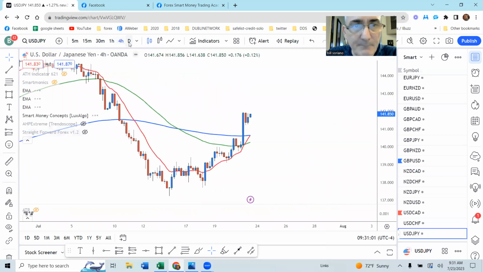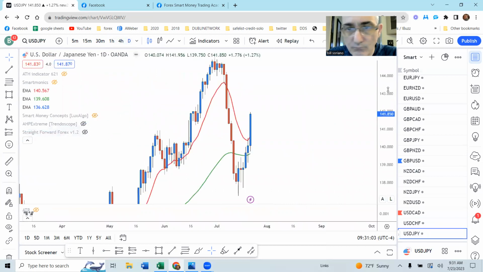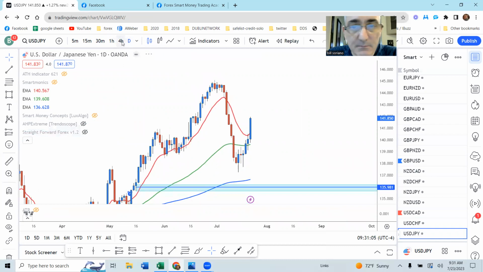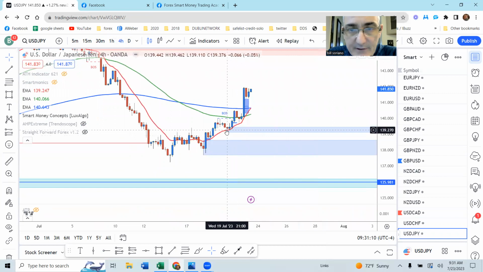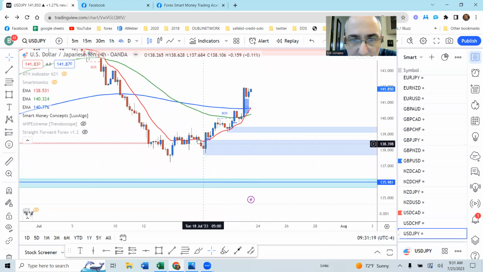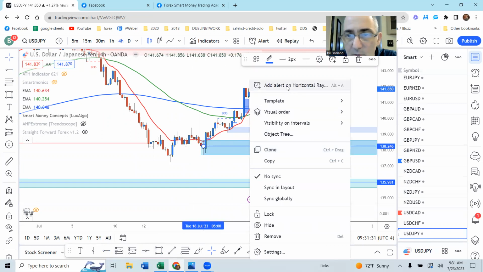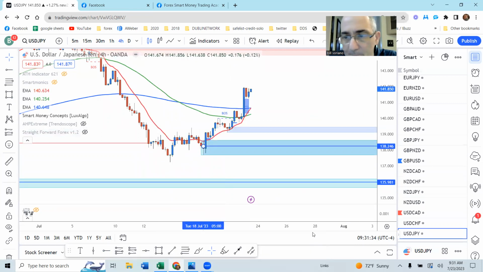USD JPY, daily chart. Daily chart is bullish. And on the 4-hour, it's giving us an order block here. We don't have a nice engulfing candle, so we're going to go down. We like this area down here. This area down here obviously looks like a better area to trade from. So we're going to wait for price to move down to here, and that's where we'll look to take it back up.